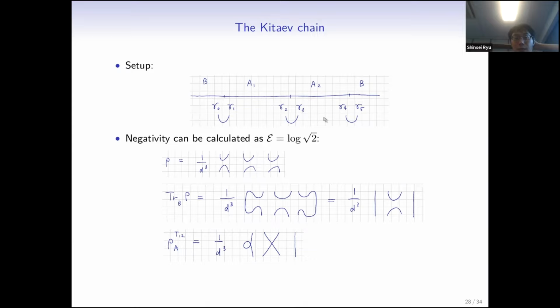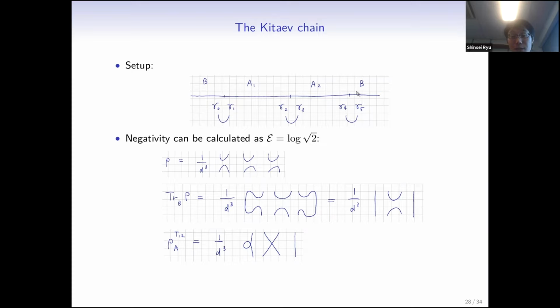To compute the entanglement negativity associated to this setup, we use the kind of cut and glue approach we did for the 2+1D case, but now the 1+1D version. Near the entangling cut, I have an edge mode, which is just a Majorana fermion. I denote the Majorana fermions associated to this entangling cut gamma 0, gamma 1, and similarly gamma 2, gamma 3 for this cut, and gamma 4, gamma 5 for this cut.